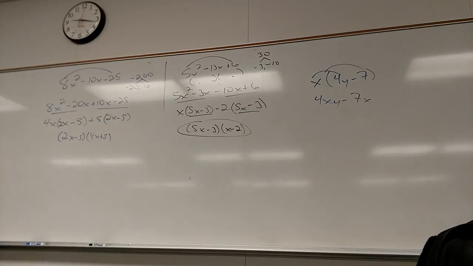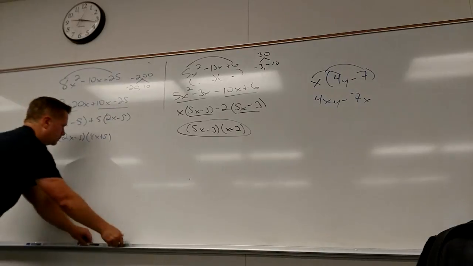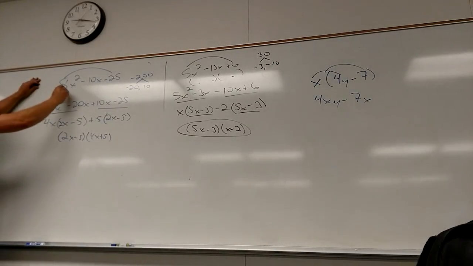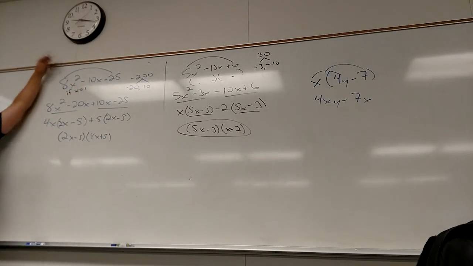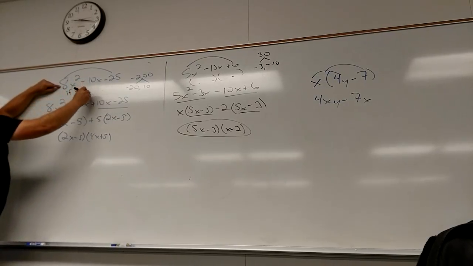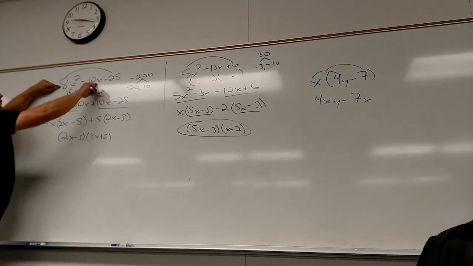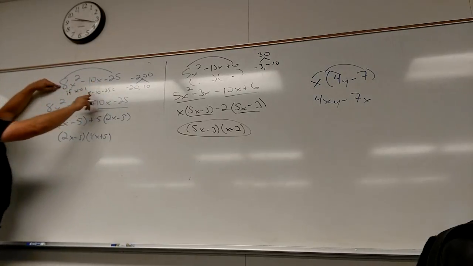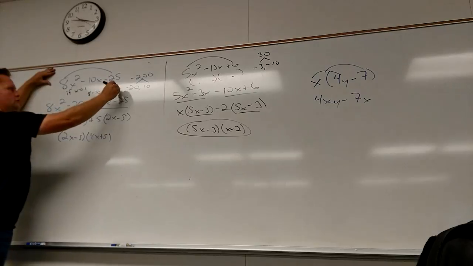Now again, real quick, just to remind you guys, if x was 1, for example, this is extra, by the way. If x was 1, what number is this? 8 times 1 minus 10 times 1 minus 25. What number is that? Negative 2 minus 25, negative 27, right?